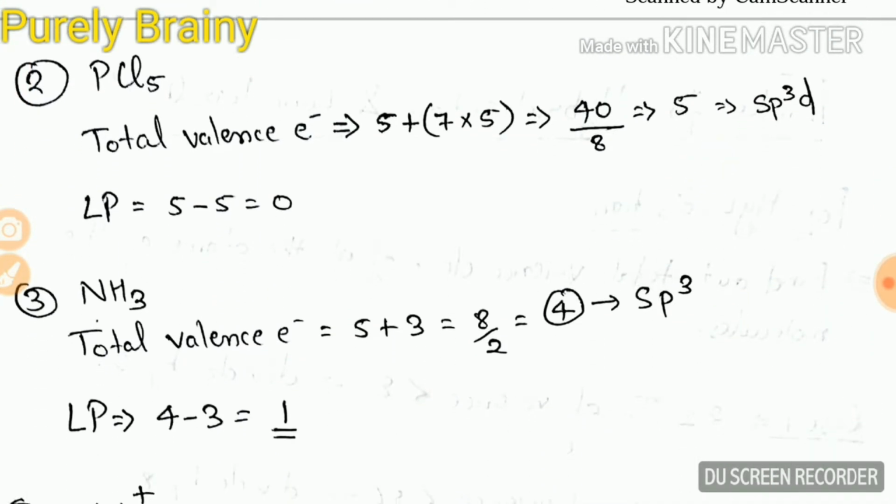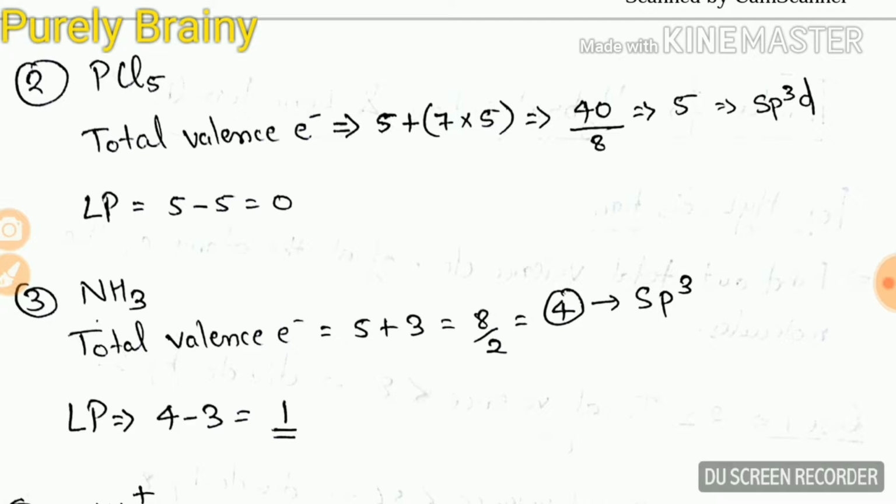Our second example is PCl5. Phosphorus contains 5 valence electrons and each chlorine contains 7 valence electrons. As there are 5 chlorines, the total number of valence electrons in all the chlorines in PCl5 will be 35. So the total number of valence electrons in the molecule of PCl5 will be 35 plus 5, that is 40. Now 40 is between 8 and 56, so it will be divided by 8, and that goes 5 times. As the number of hybridized orbitals is 5, the hybridization of PCl5 will be sp3d.